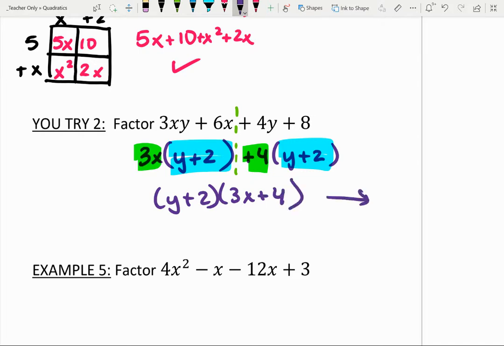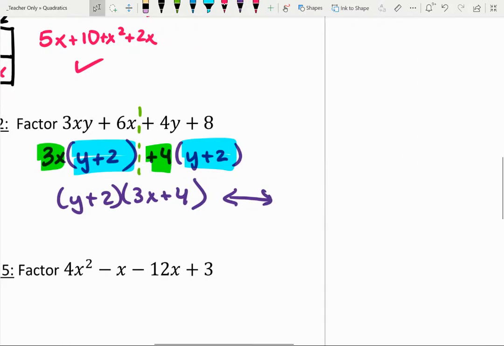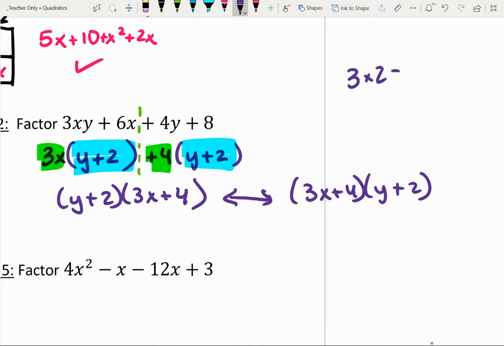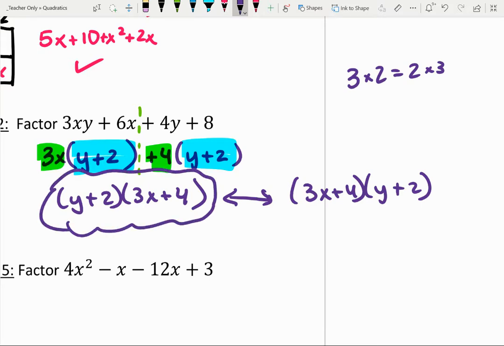And as it turns out, we could write this in reverse. Also, we could do 3x plus 4 and y plus 2 if we think about multiplication, right? 3 times 2 is the same thing as 2 times 3. So as long as we keep the right pairs together, the order of multiplication doesn't matter.